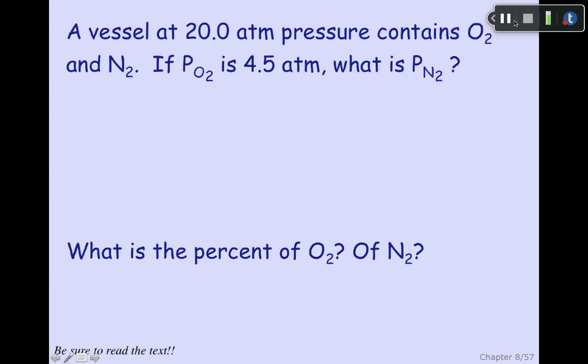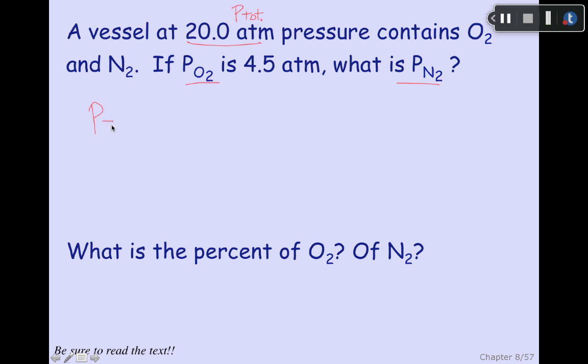Okay, we'll try a couple more examples. This one's not bad, but it's a variation on how these partial pressures are done. If you have a vessel with a total pressure given at 20 atmospheres, so that's total pressure. And again, labeling your parts is always wise. You got a test question or a homework question, write them down. Mark them, circle them, label them everywhere you can. With oxygen and nitrogen, given the pressure of the oxygen to be 4.5 atmospheres, what's the pressure of the nitrogen?